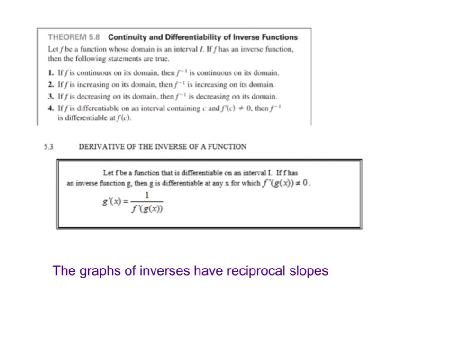All right, and then here, let f be a function that is differentiable on interval I. If f has an inverse function g, then g is differentiable at any x for which f prime of g of x does not equal 0. And g prime of x, the derivative of the inverse, is equal to 1 over f prime of g of x. Remember that g of x is the inverse function. Another important thing to remember is that the graphs of inverses have reciprocal slopes. So if one is 1/2, the other is 2.